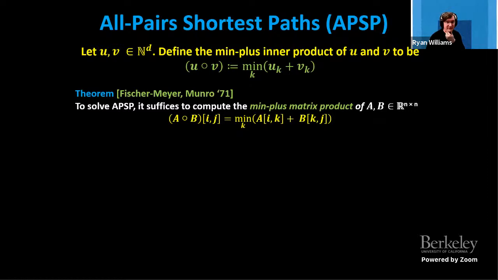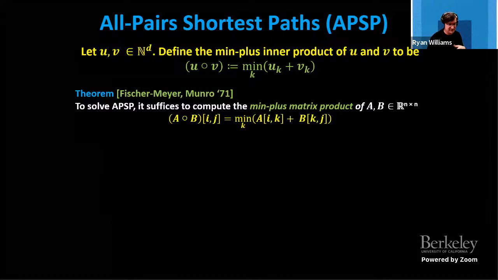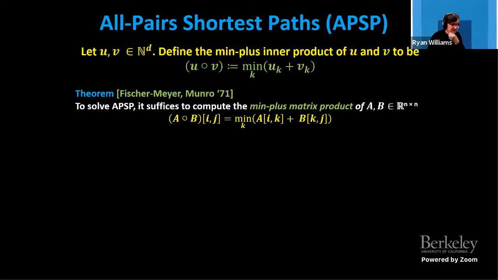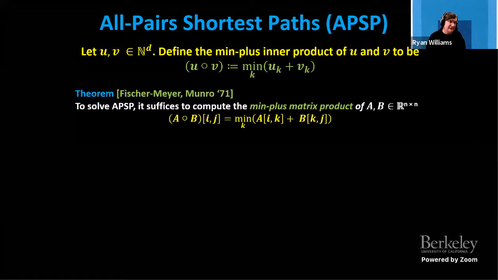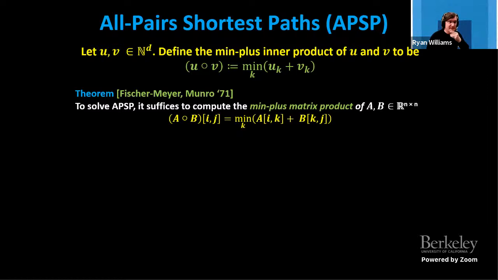Just to recall, in all pairs shortest paths, you're given an n-node graph with weights on the edges, and you want to compute for all pairs of nodes the shortest path between them. You could think of it as computing the distance. There are many ways to formulate the problem. It's a very fundamental problem in undergrad algorithms courses. It has a very natural order n cubed time algorithm, first given by Floyd and Warshall. The kind of inner product that I could solve faster was this sort of min-plus inner product.